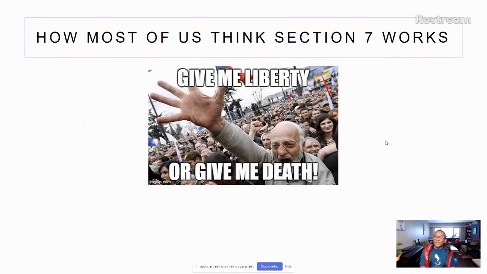Okay, so this is how most of us think Section 7 works. Give me liberty or give me death. My charter rights. Anytime I'm on Twitter talking about stuff, people throw the charter at me, they talk about their rights. So this is how we think it works.